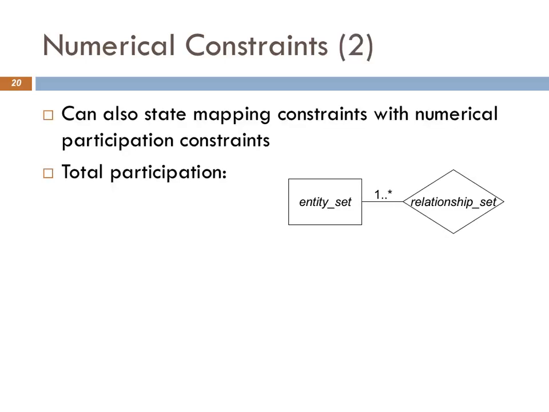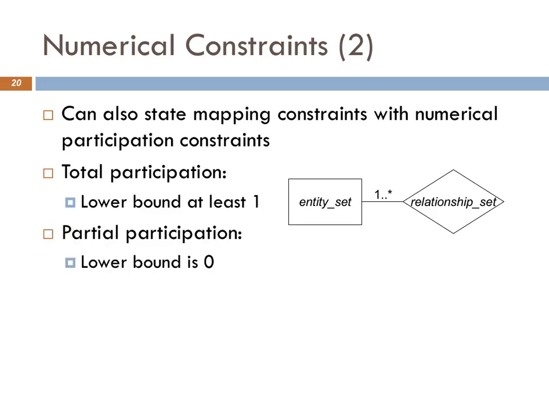Okay, so mapping constraints, lower bound. Again, partial or total participation is about the lower bound. If the lower bound is 0, it's partial participation. If the lower bound is 1, it's total participation, because everybody has to have at least one relationship. Mapping cardinalities are specified with the higher number, the upper bound. Okay, so there you go.